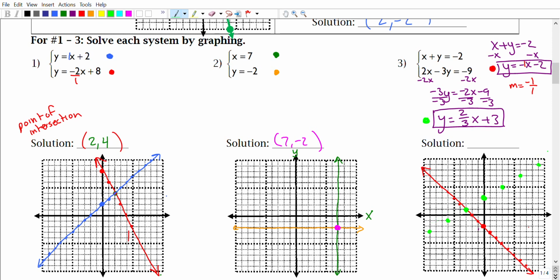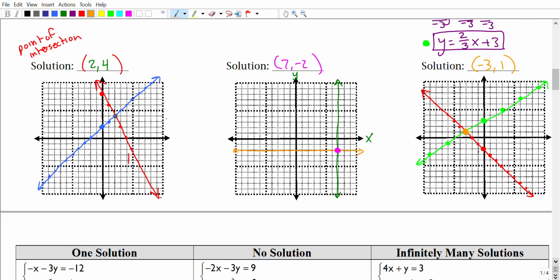So let's connect those dots. And now I can identify where they intersect, and that would be right there. And that solution is negative 3, 1. All right, so all of these looked a little different, but that's totally fine because we were able to graph them all. Once we have both lines on the same graph, then we can identify their intersection point, which is exactly what we did.